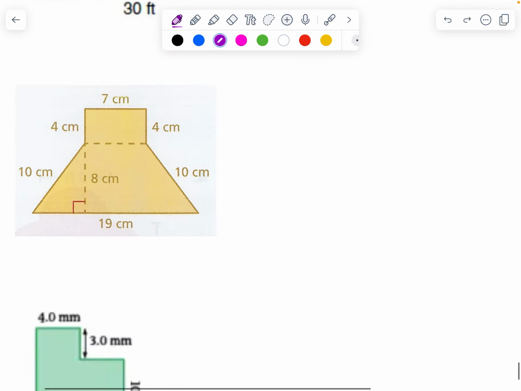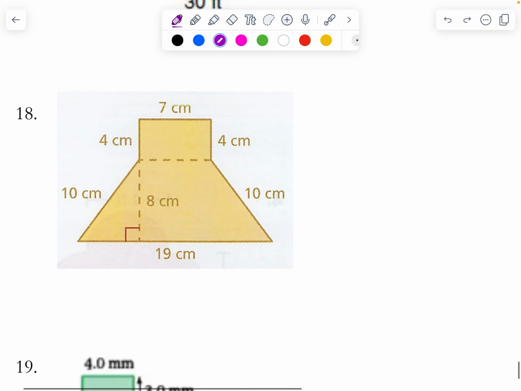From here, we're going to first find the area of this rectangle up top. My rectangle, obviously, is just going to be 7 times 4. So I'm just going to write that in there, right? 7 times 4 is 28 centimeters squared.